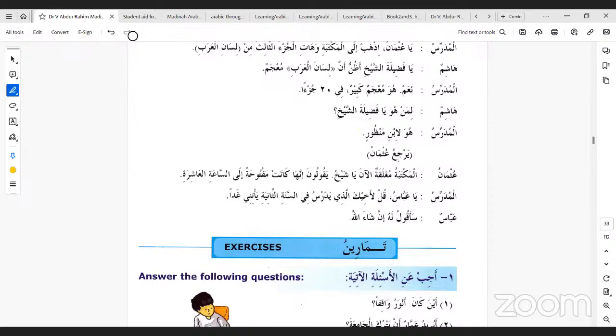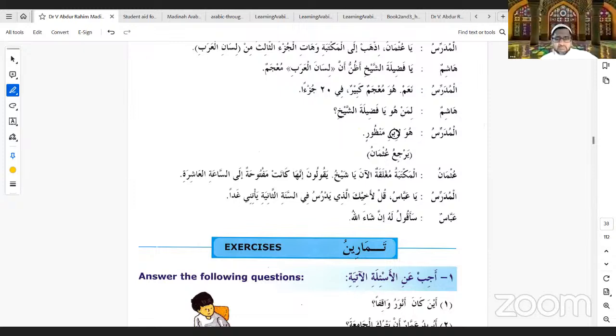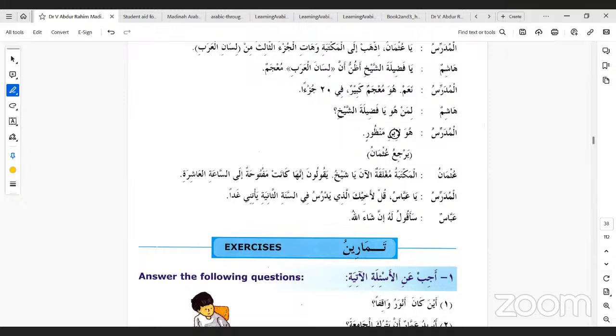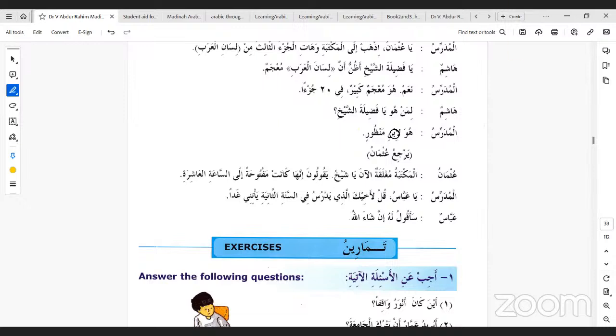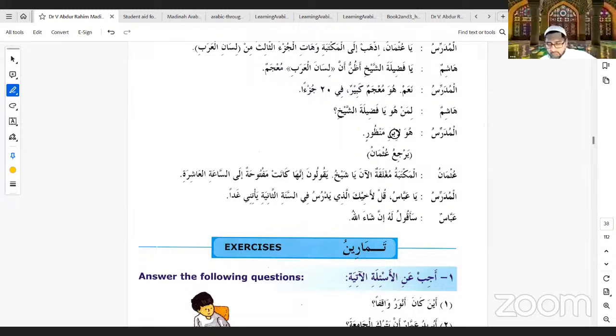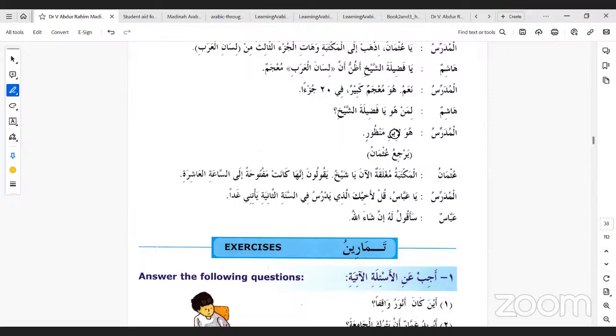المكتبة مغلقة الآن يا شيخ. يقولون أنها كانت مفتوحة إلى الساعة 10. Excellent. So the library is closed just now, O Sheikh. They are saying, indeed, it was open. Indeed, it was open before Zuhr. Ila saati ashra means it was open until 10 o'clock. Oh, right. Okay, sorry, I had a different one in my book. You're right. As-sa'ati ashra is 10 o'clock.